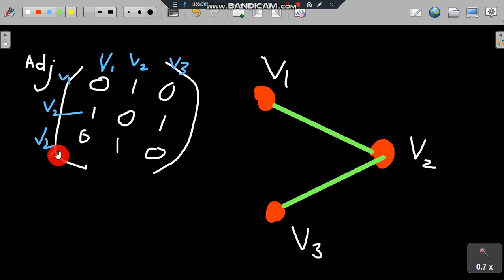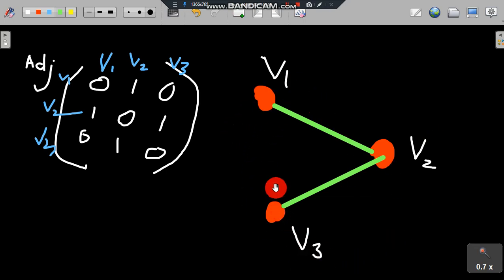Now the last row. V3 is not connected to V1. V3 is connected to V2. And last one, V3 is not connected to V3. Okay, so we get 0 here. So V3 is not connected to itself. So corresponding to this matrix, we have got a wonderful graph picture here.